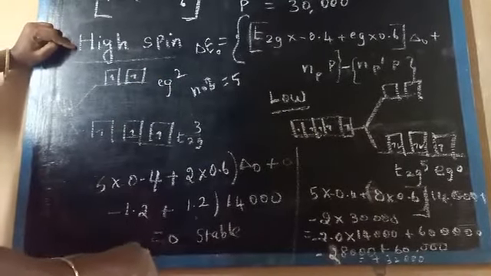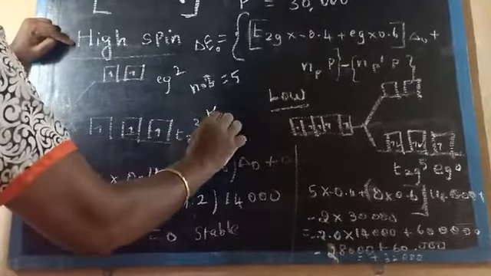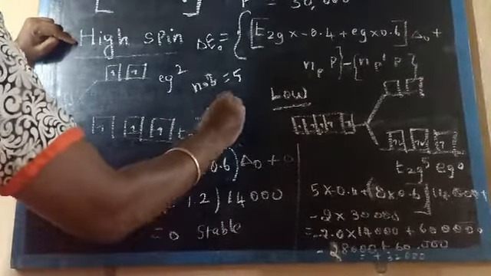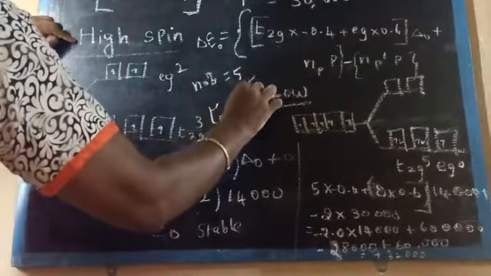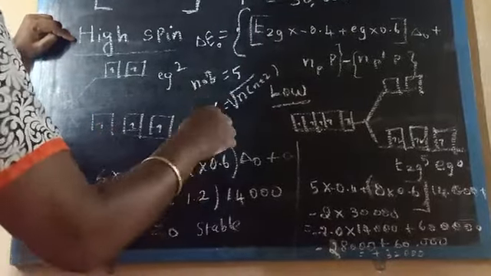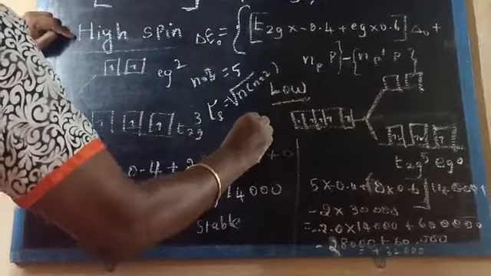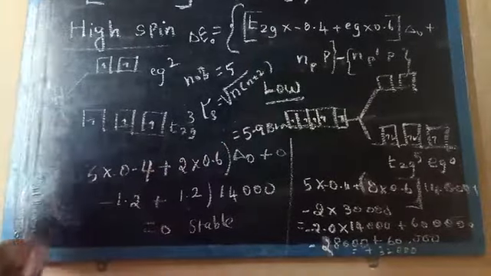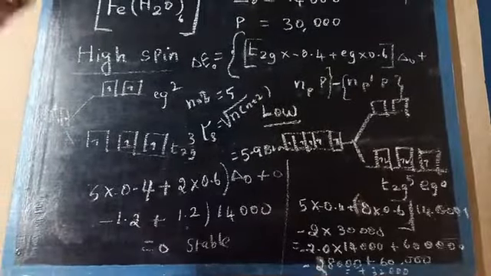Now to calculate the mu s, the spin only magnetic moment. We know the formula: root of n into n plus 2. The n value is 5. So what is the answer? 5.9 BM, Bohr magneton. Children, we will come to the end of the session.